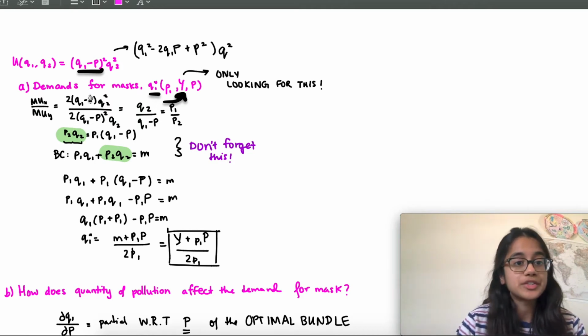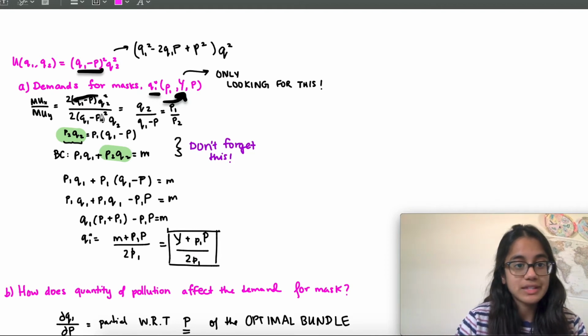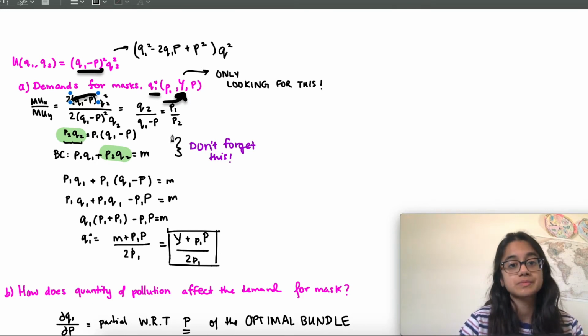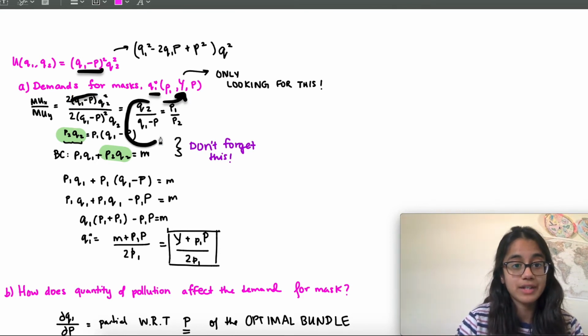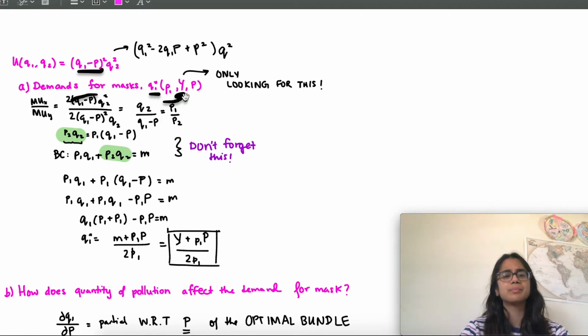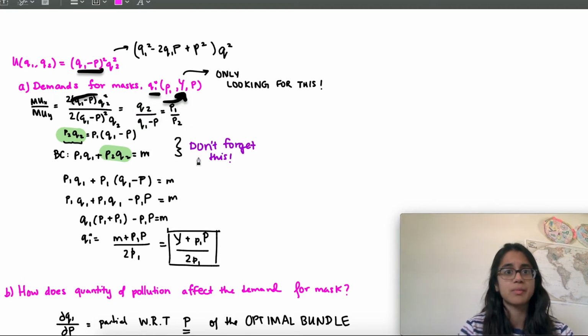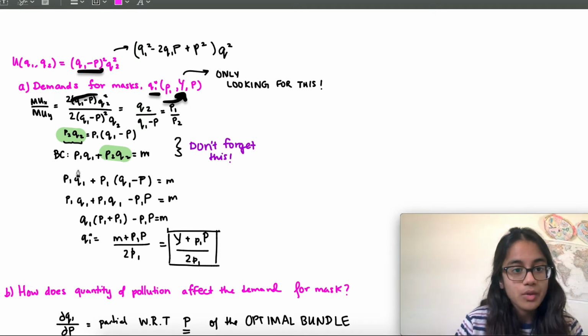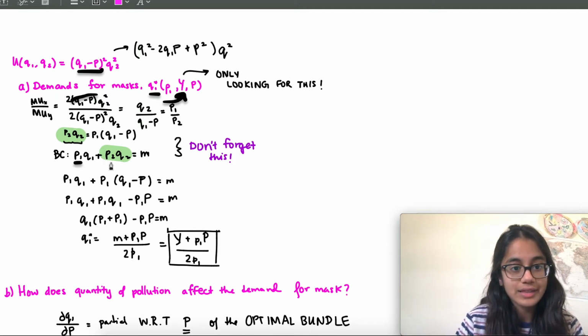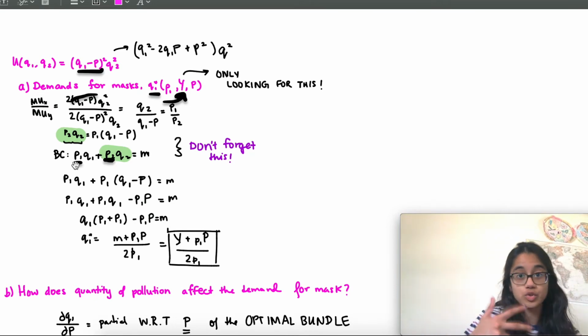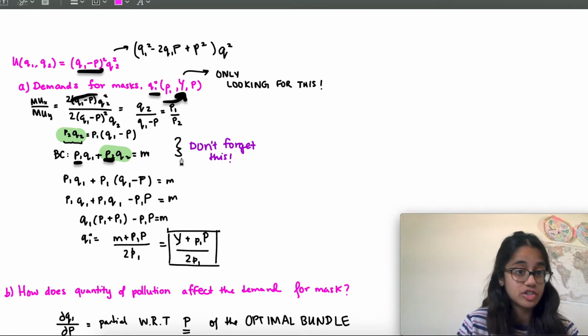Now I'm going to simplify. Get rid of this, and this becomes 1. Get rid of the 2's, and we are left with Q2 on top over Q1 minus P. So that is my MRS. Now you're going to be asking, wait, where did the P1 over P2 come from? That's just my price ratio. I got that from my budget constraint, and you take out those two coefficients and you get P1 over P2.